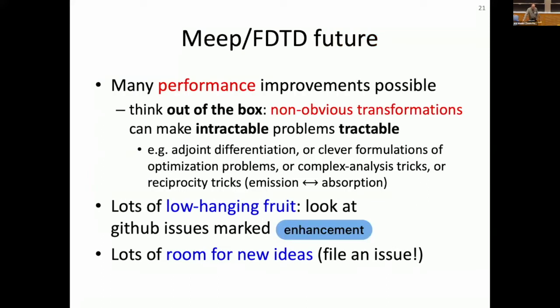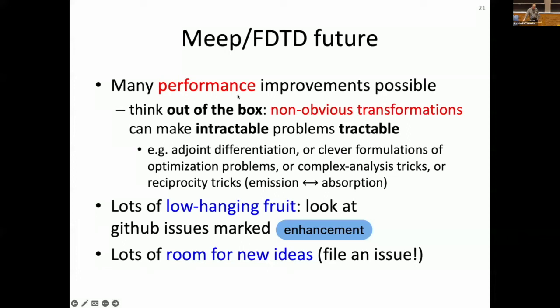So, as far as where Meep is going, there's lots of improvements that are possible. For example, to performance, there's lots of low-hanging fruit in terms of performance, but also in terms of features and issues. If you look at the GitHub and look for any issues that are marked enhancement, those are things we'd like to add, or we'd like to have someone add in the future. So there's lots of room if you want to jump in and help, or if you have another idea that's not there, feel free to file an issue if you think there's a useful enhancement.